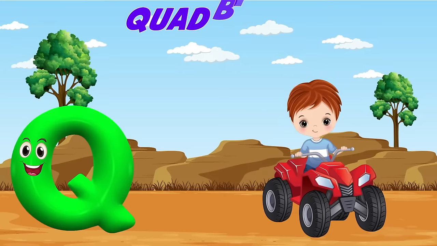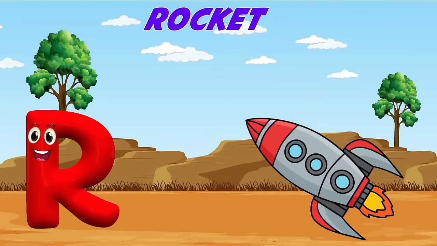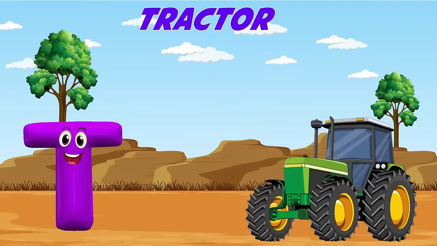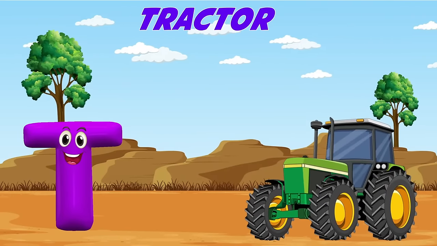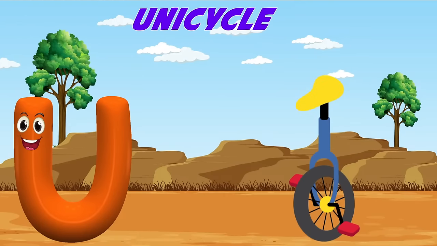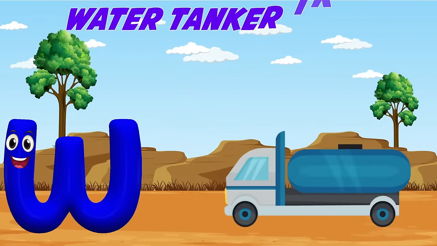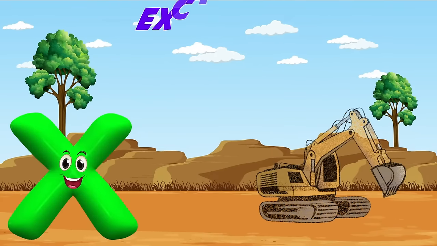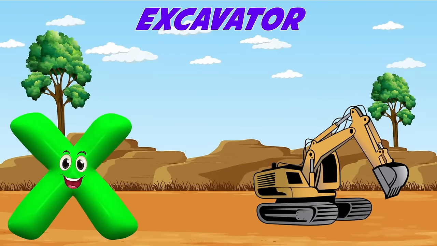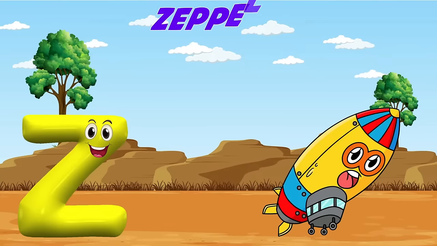Q is for quad bike. Q, q, quad bike. R is for rocket. R, r, rocket. S is for school bus. S, s, school bus. T is for tractor. T, t, tractor. U is for unicycle. U, u, unicycle. V is for van. V, v, van. W is for water tanker truck. W, w, water tanker truck. X is for excavator. X, x, excavator. Y is for yacht. Y, y, yacht. Z is for zeppelin. Z, z, zeppelin.